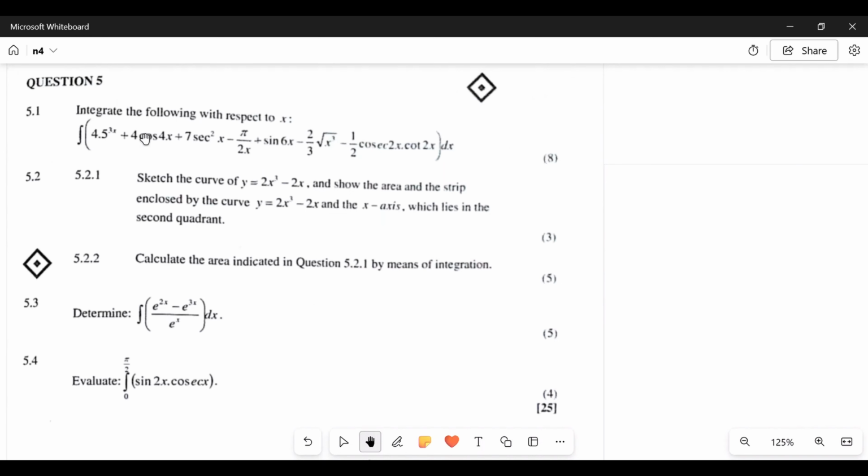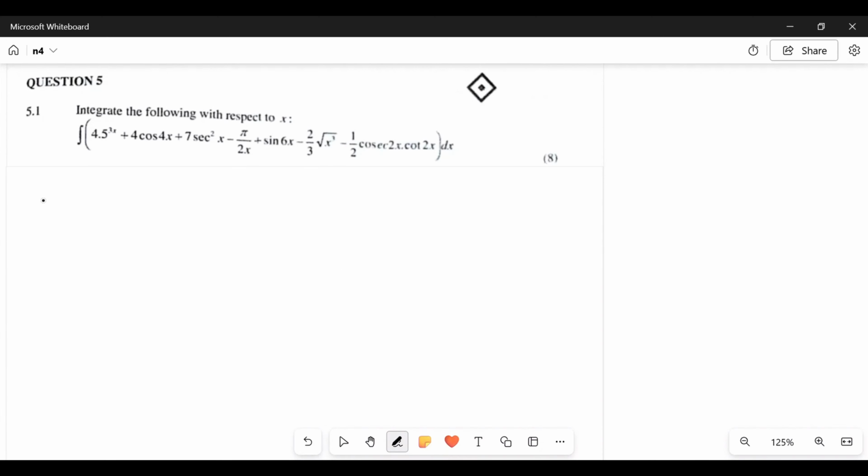Alright guys, here's our question 5. Now question 5 is based on integration. As you can see here, it has about 4 questions with sub questions in there. So we're going to start with 5.1, which is this one here, and then we're going to create a space and solve it. So let's go to 5.1 and let's solve it.